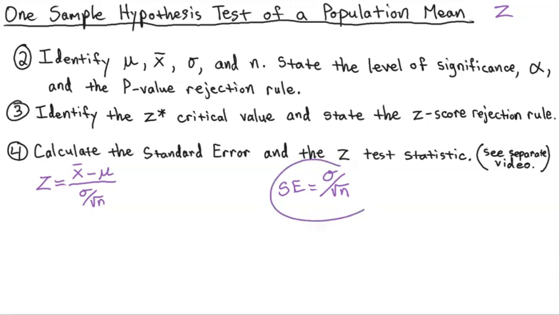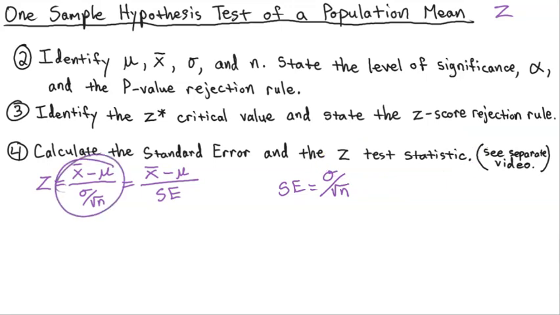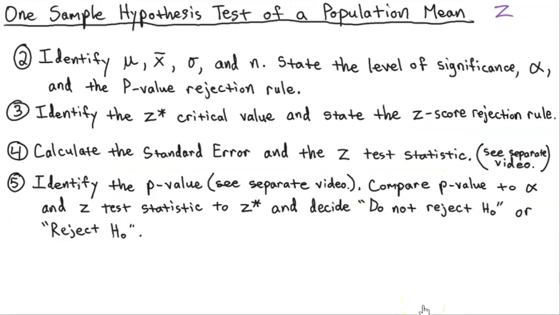Also, if you already know the standard error, it's actually now easier to calculate the z statistic, or the test statistic, because we can do x bar minus mu divided by the standard error that we already know, okay? So that is step 4, calculating the standard error, which is this, and calculating the z test statistic, which is this. And now step 5.